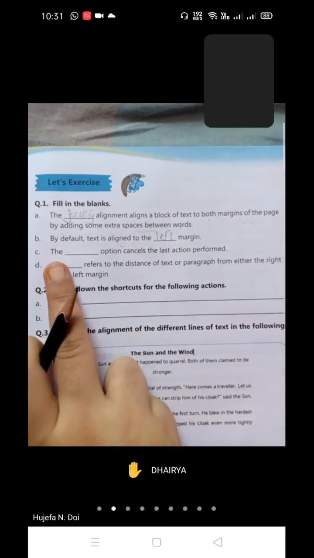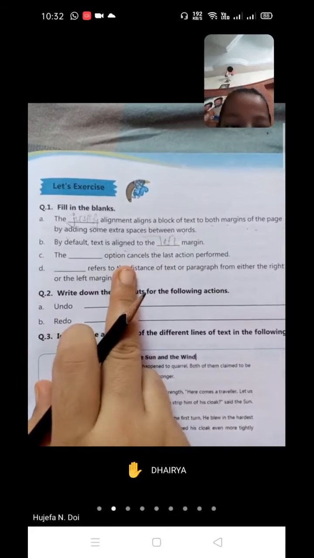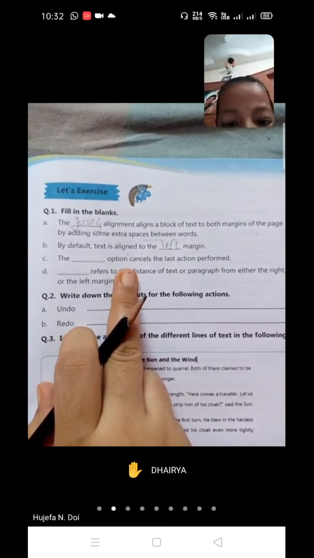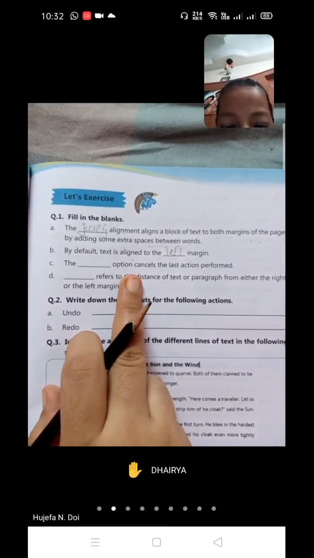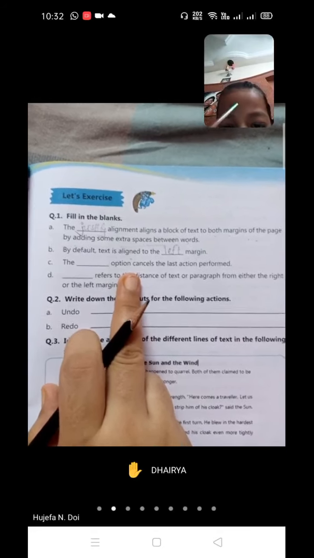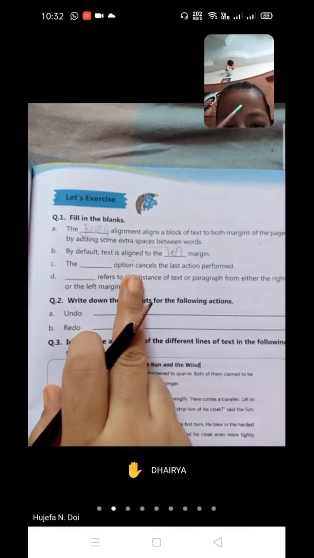C. The blank option. I will not take the name and told you mute yourself. You have to compulsorily mute yourself.